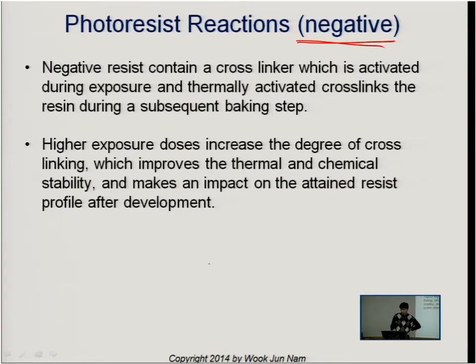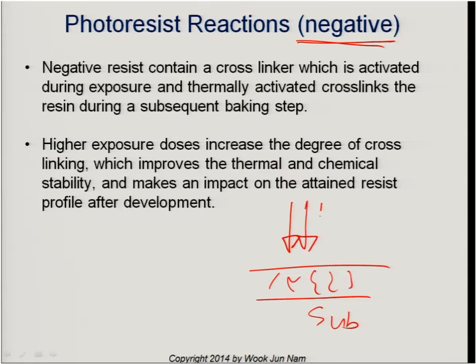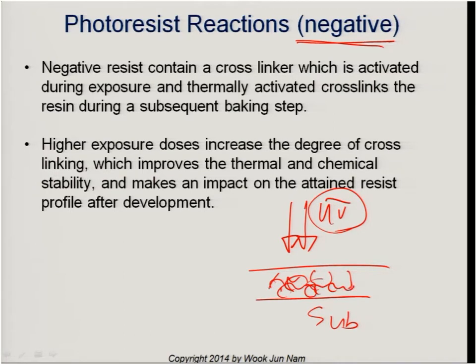Negative resist, when it is coated on the substrate, is just a monomer. When it is exposed under the UV light, this high energetic light activates the photo elements, and those photo elements make the monomers cross-link with each other. So after the development, the UV-exposed area will remain.